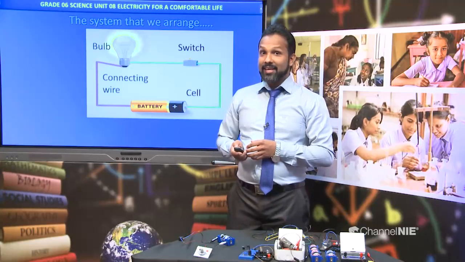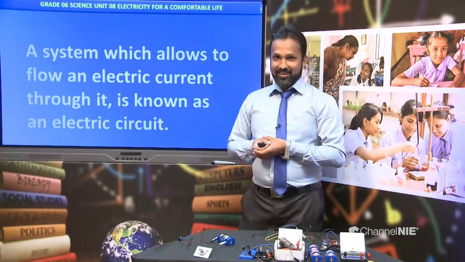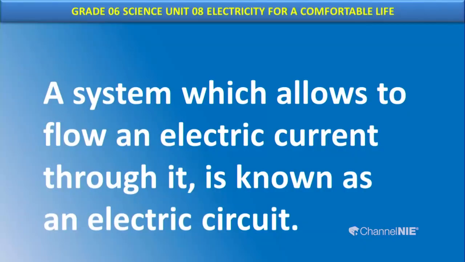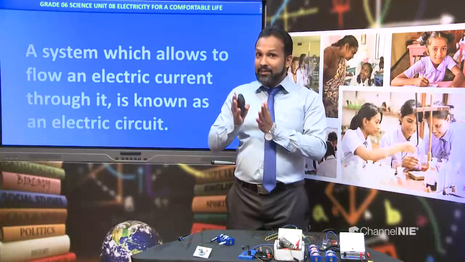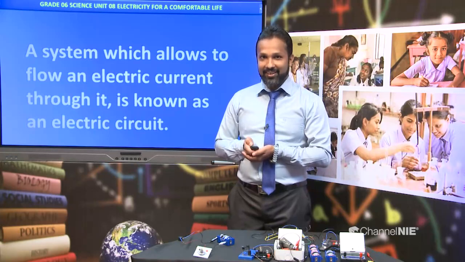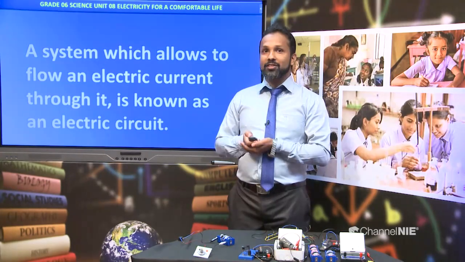Then, let's learn how to define the term circuit. What is that? You can build up a definition. Right. A system which allows an electric current to flow through it is called as a circuit. How do you call? A system which allows electricity to flow through it is known as a circuit. Today you learn about how to prepare a circuit and what is the definition for a circuit.